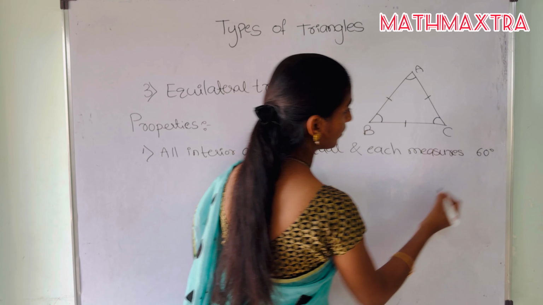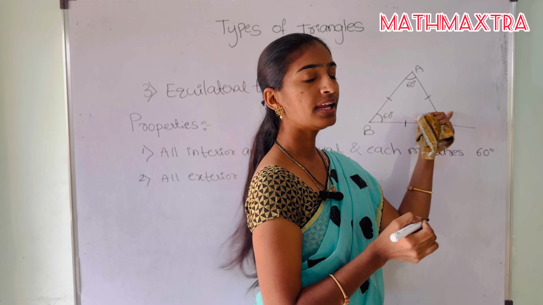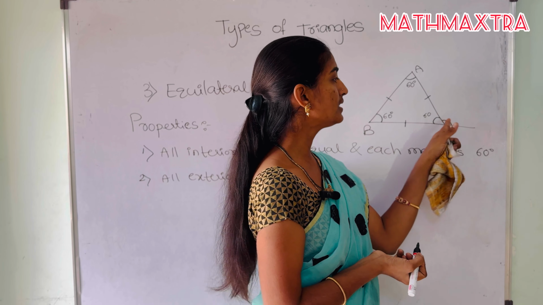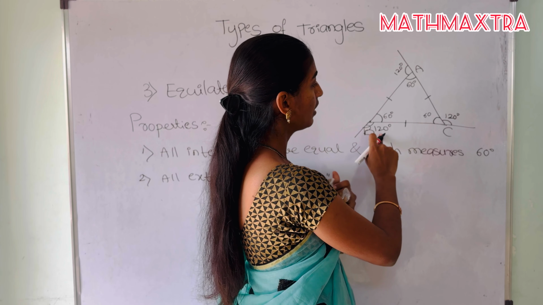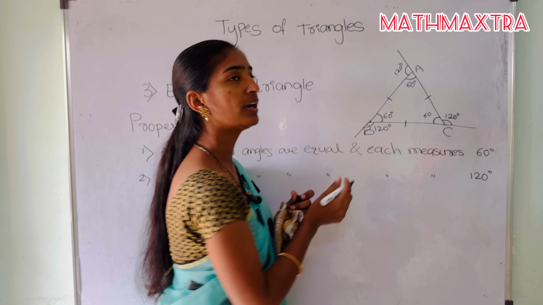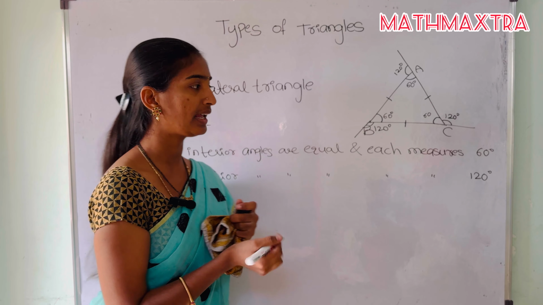See, if this is 60 degrees, 60 degrees, 60 degrees, what about the exterior angle? As the interior angle and exterior angle are supplementary to each other, we can easily say what the measure of an exterior angle here is. It is 120 degrees. What about this? This is also 120 degrees. What about this? This is also 120 degrees. So, all the exterior angles are also equal and each measures 120 degrees. Each exterior angle measures 120 degrees in the case of an equilateral triangle.